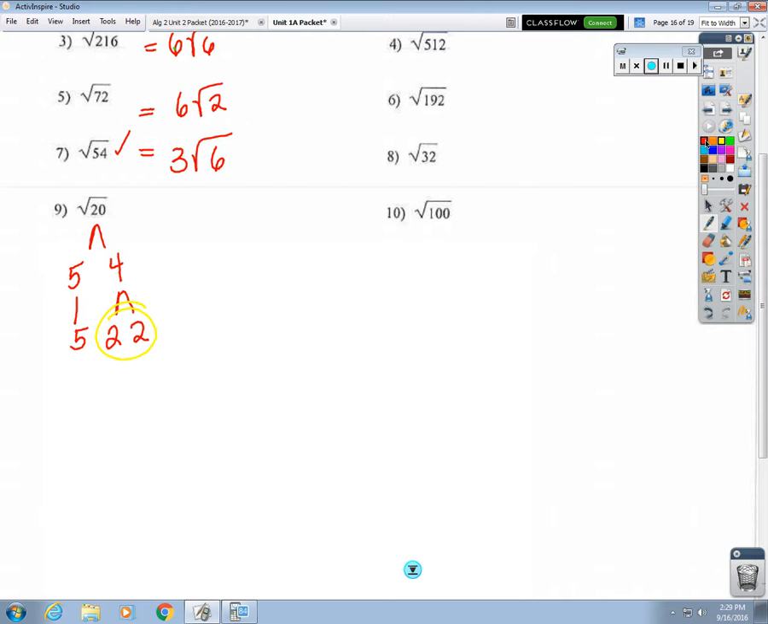So the only person who's going back inside the house is what? The 5. They were being good. They weren't circled. But then kill that one, kick that one out, and your answer is 2 square roots of 5. Aren't you glad you're not my children?